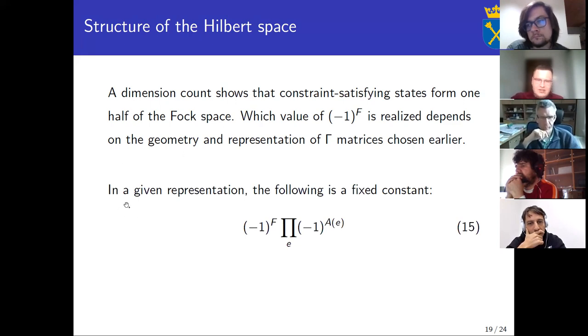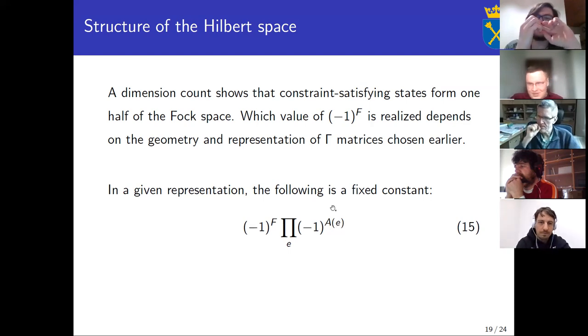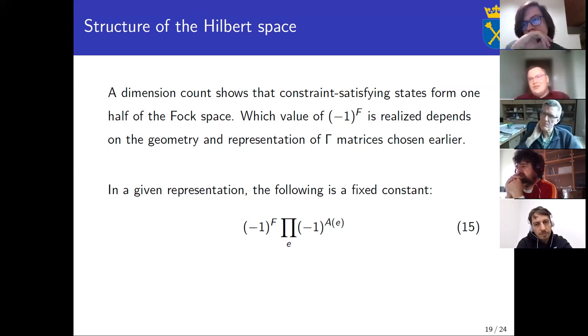And the funny thing is that in a given representation, there is some combination which is a fixed constant, so it cannot be changed by acting with any operator. It is the same for all states, and this combination is (-1)^F times the product of (-1)^(a of e) over all edges. So this product is just a constant. What is its value? It's 1 or -1, and what it is exactly depends on the geometry of the system and also on this choice of representation. But if we fix these things, then this is just one concrete constant, and it can be computed.